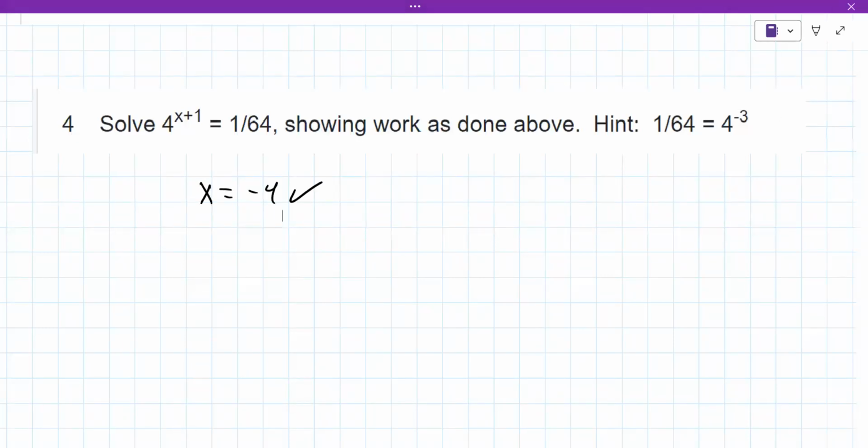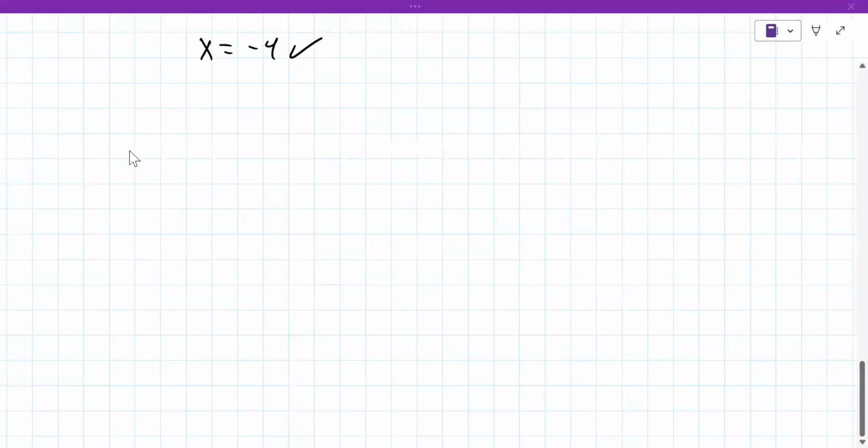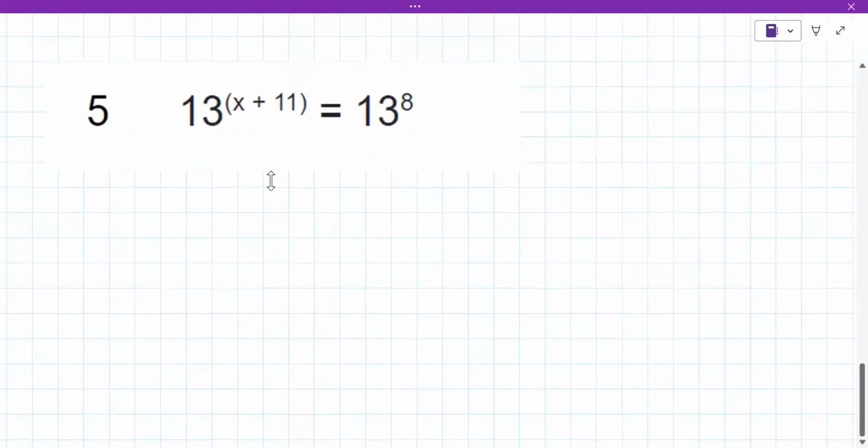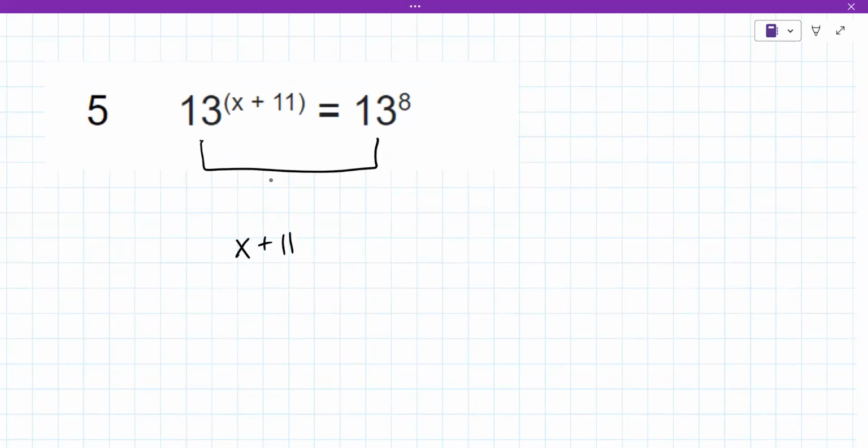So interestingly enough, 5, 6, and 7 are very similar, but we'll work through them here. It's really at 8 where there is a bit more work to do, but we'll get through these relatively quickly here. So here's number 5. Notice the bases are already the same. So you can just set x plus 11 equal to 8, subtract 11 from both sides. So x equals -3. Really not too bad.